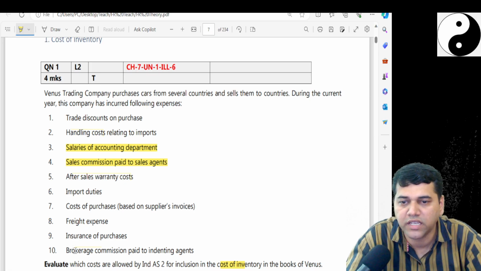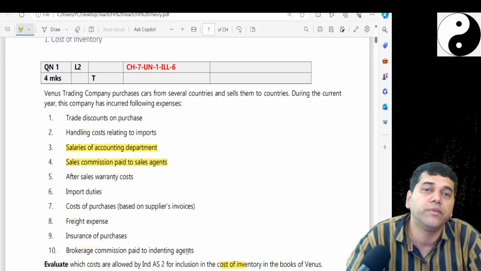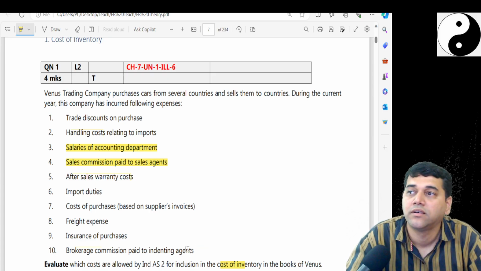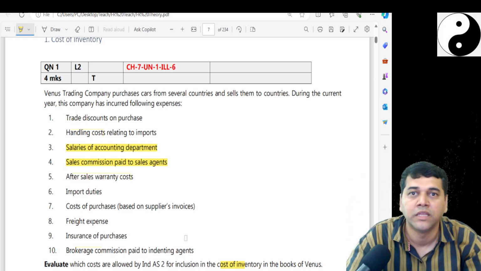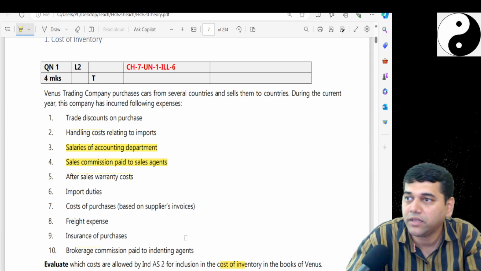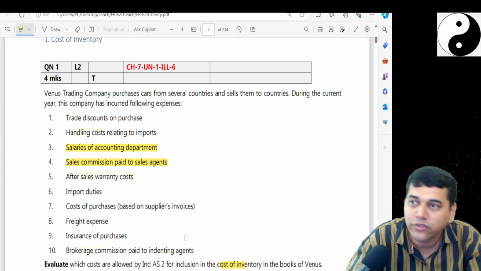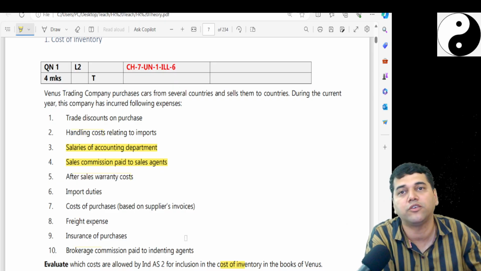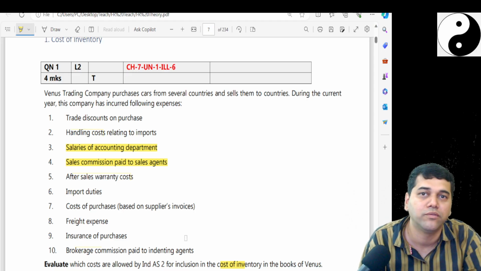Last, brokerage and commission paid to clearing agents. What do you mean by clearing agents? Now your ship has come there, and the clearing agents are there, no? If you don't pay commission, okay, you understood, no? These people are required to bring your inventory to your present location, no? If you don't pay a commission, they will not allow it, and demurrage will start coming now.